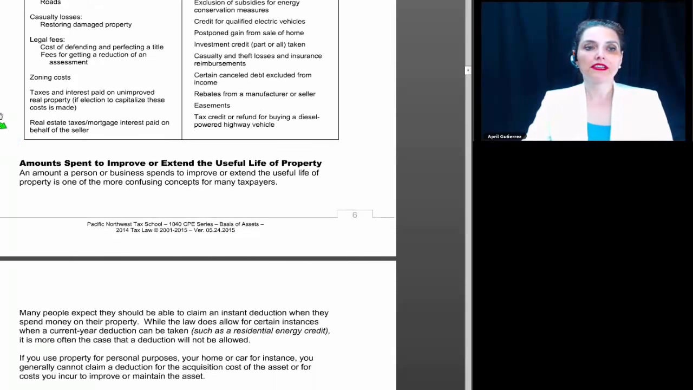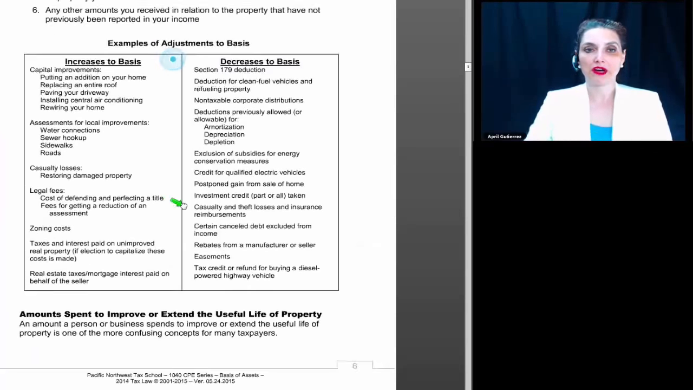And then finally, real estate tax and mortgage interest paid on behalf of the seller. If you purchase property and then in the purchasing process you see that the seller owes certain amounts for real estate taxes and mortgage interest and you agree to pay those amounts, they are not deductible to you, but they do add to the basis or your cost in the property that you've bought.